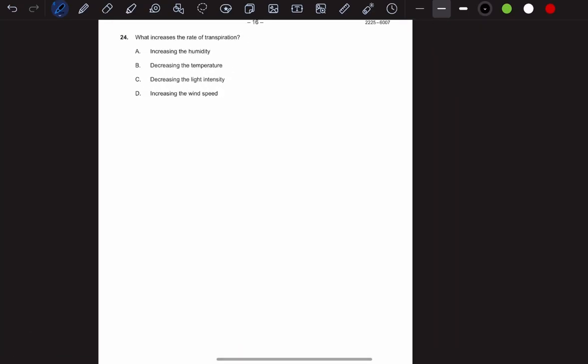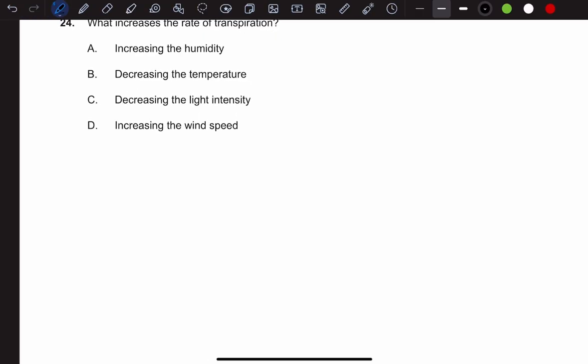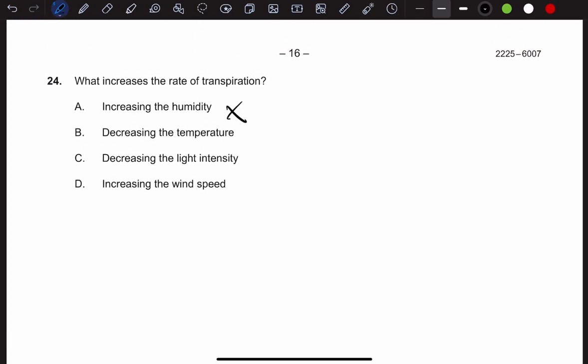What increases the rate of transpiration? Another easy one. Increasing humidity? No, that would decrease it. Decrease in temperature? No, we want to increase the temperature. Decrease in light intensity? No, we want to increase light intensity, so the stomata are open. Increasing wind speed? Yes, because the wind blows away the water vapor molecules near the plant, which increases the diffusion gradient, and thus more diffusion occurs. It's D.